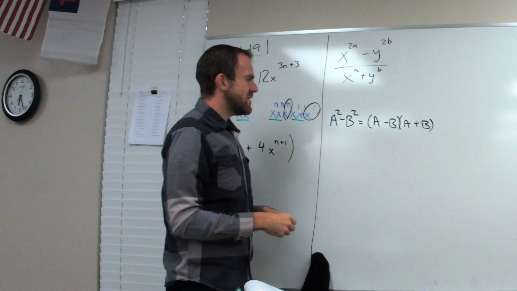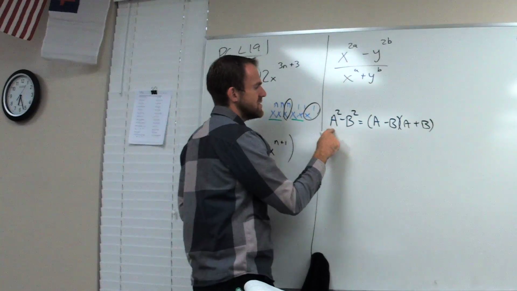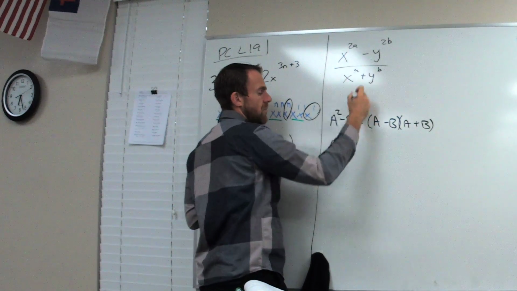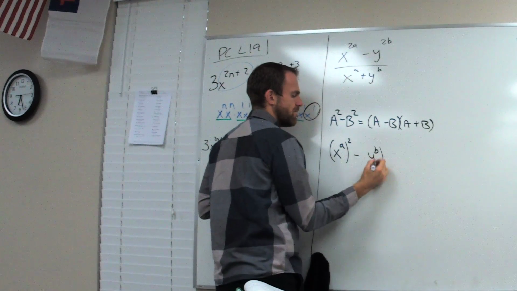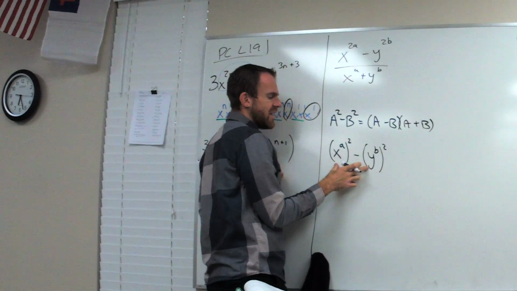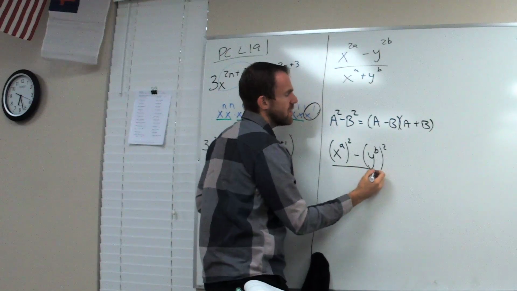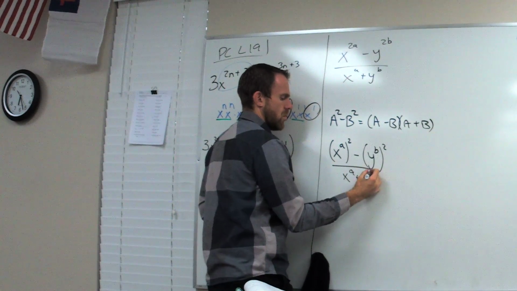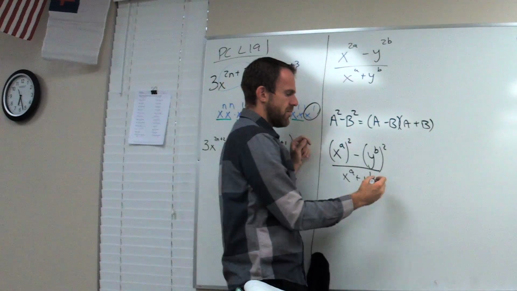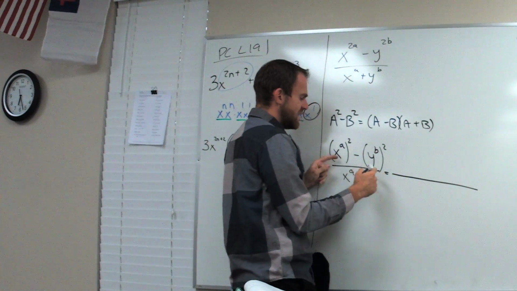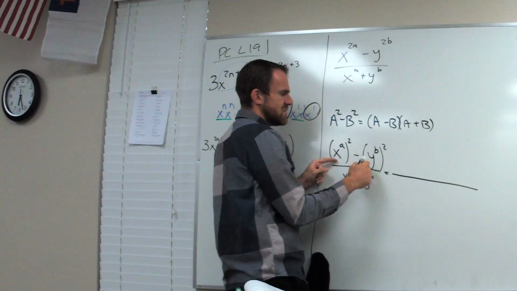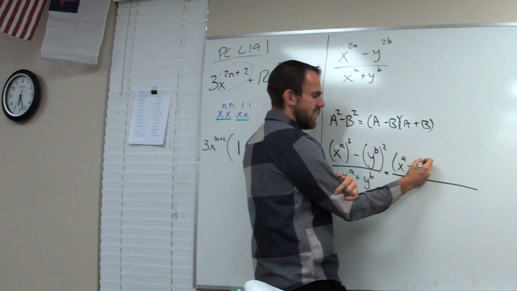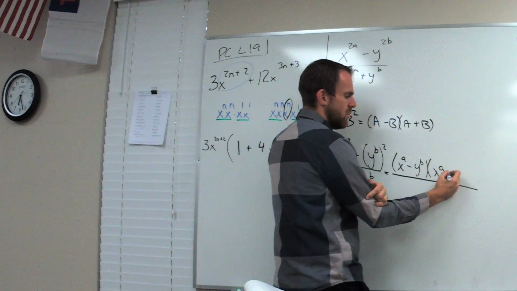So how do I rewrite this in terms of that? Well, I want something squared. How about x to the a squared minus y to the b squared. That gives me a squared minus b squared. I'm left with the same thing on the bottom. Now I'm going to apply this formula. It says that if I have something squared minus something squared, then it's the first thing minus the second thing times the first thing plus the second thing.